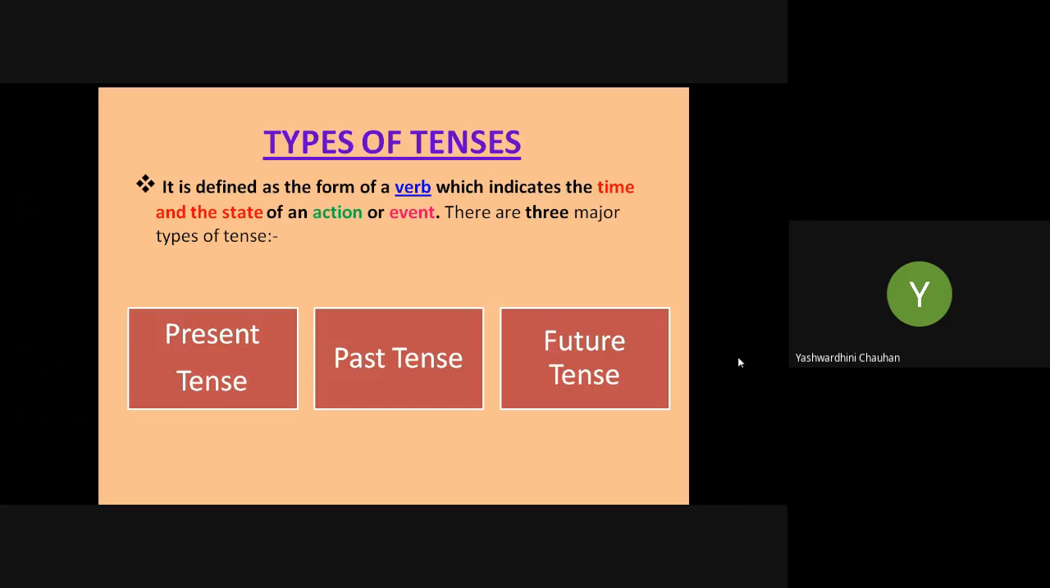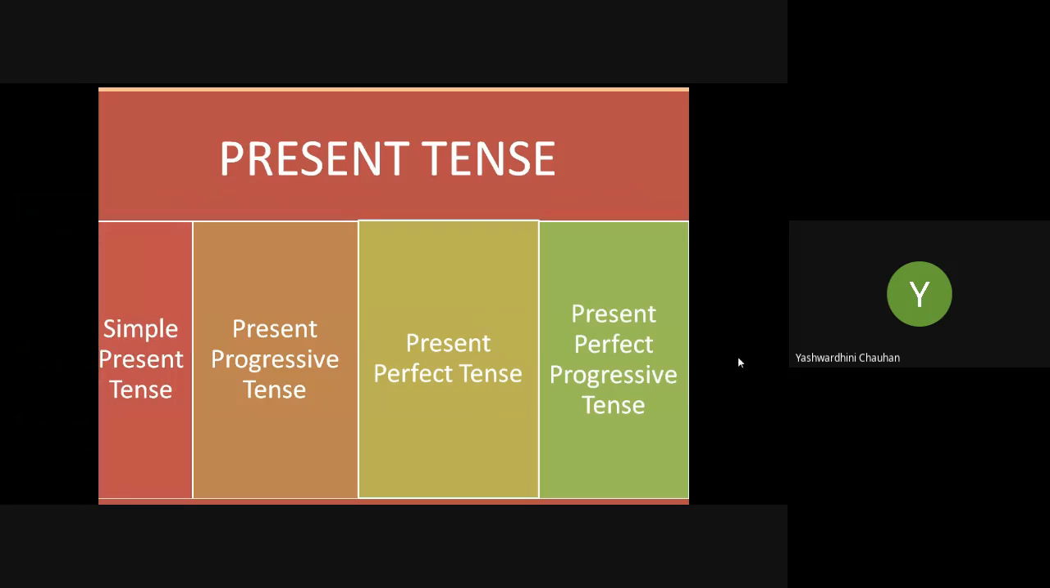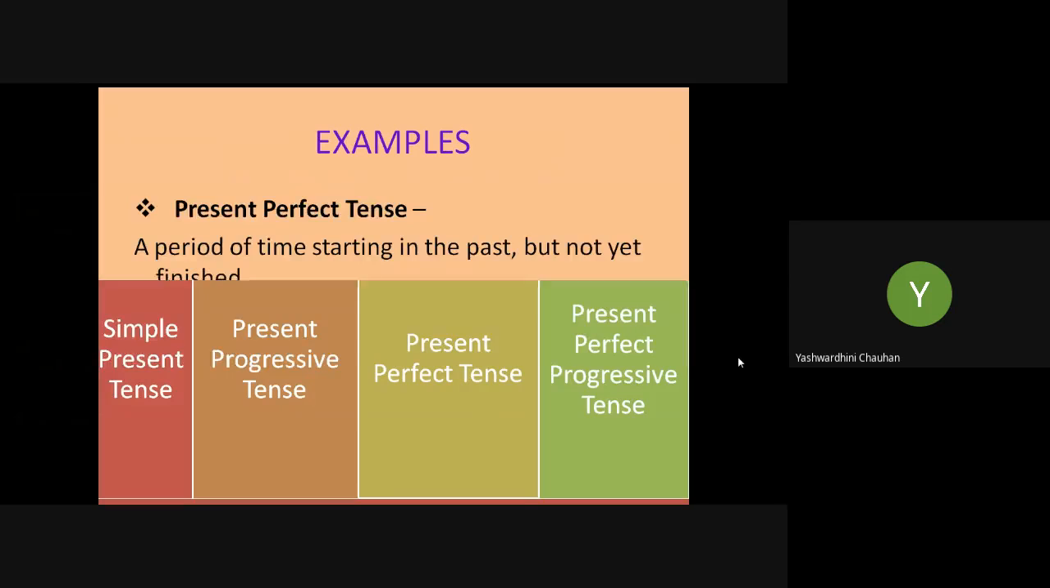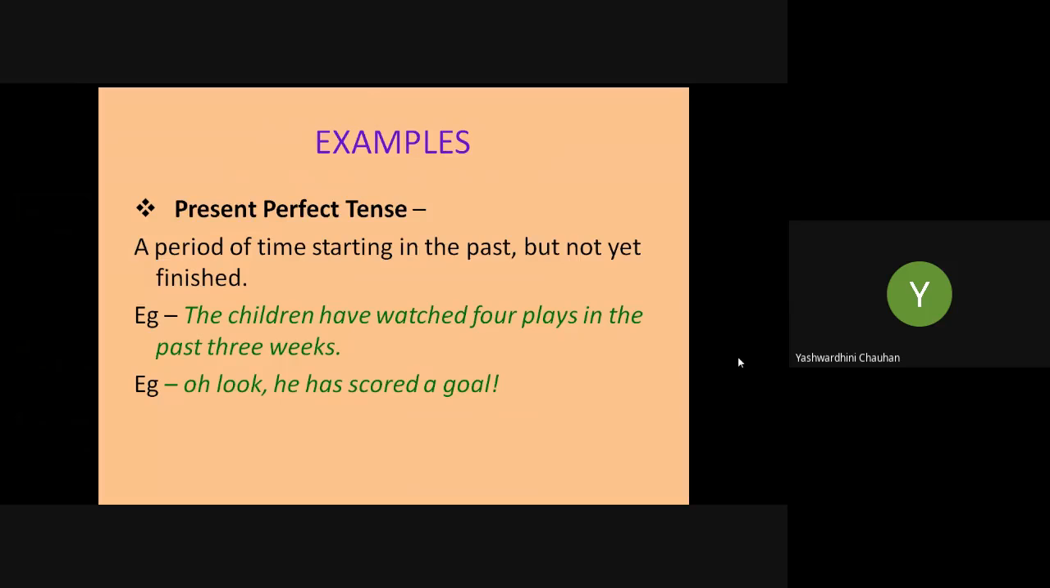What are tenses? It is defined as a form of verb which indicates the time and state of an action or event. There are three major types of tenses: present tense, past tense, and future tense. Let's take present tense. Present tense is divided into simple present tense, present progressive tense, present perfect tense, present perfect progressive tense. The first two have been already done in previous classes, so we will be talking about the last two.